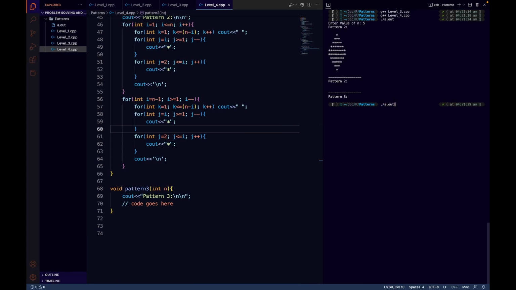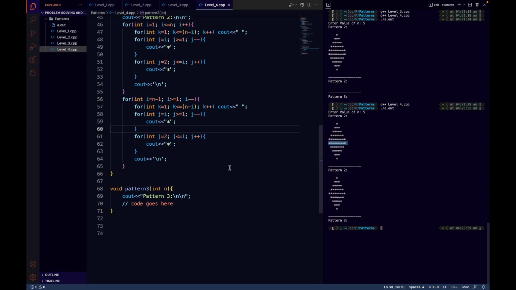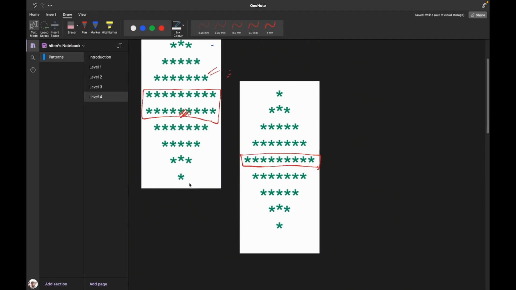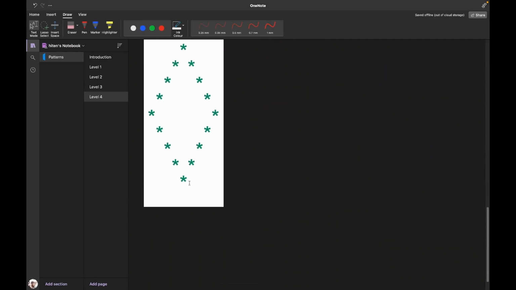So let me build the code and run it. a.out, and again let's take the value of 5. I'm getting the desired output, and if you see closely enough, these two patterns only differ in this row only. This row is in the pattern 1 but not in pattern 2. Now let us discuss this pattern.